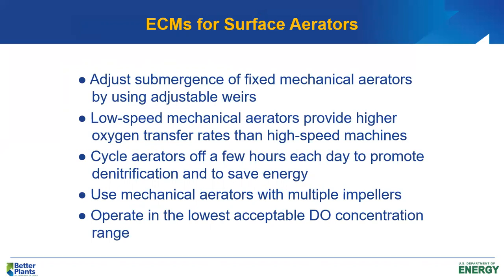So energy conservation measures for surface aerators: adjusting the submergence on the blades, using low speed aerators instead of high speed aerators, which will generally be about 20 to 25% more efficient. We can turn the aerators off a few hours a day. This is especially useful in extended aeration activated sludge systems where we have nitrate, and we can turn the aerators off a few hours a day and allow the mixed liquor to go into the anoxic mode. And then again, we want to operate at the lowest acceptable DO concentration.